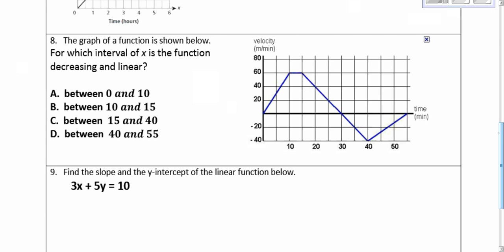Number 8, the graph of a function is shown below. For which interval of x is the function decreasing and linear? So the first part of the graph is increasing, so that's no good. The second part of the graph is staying the same, not increasing or decreasing, so that's no good. The third part, there we go, decreasing and linear. So it went from here, which is 15, to here, which is 40. So choice C.